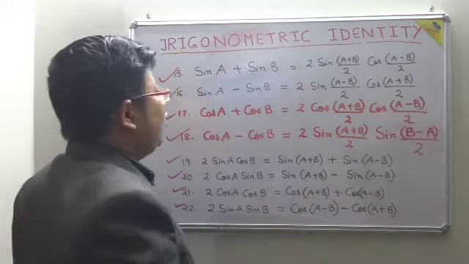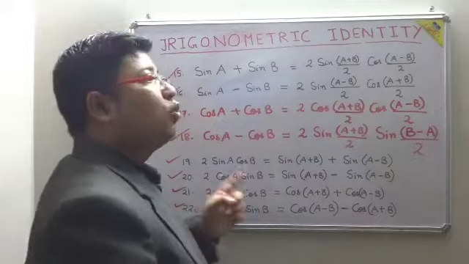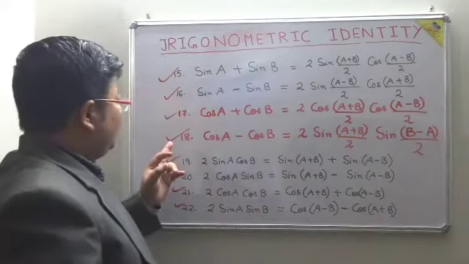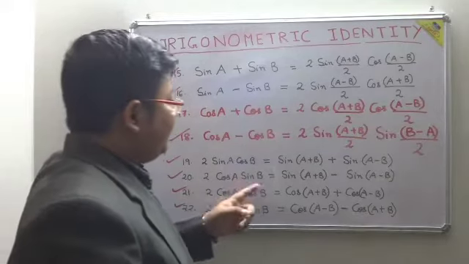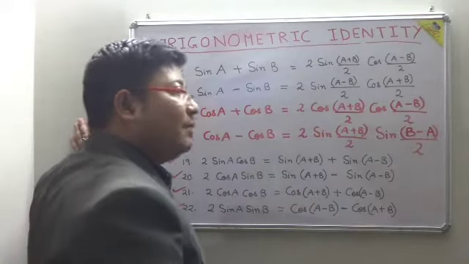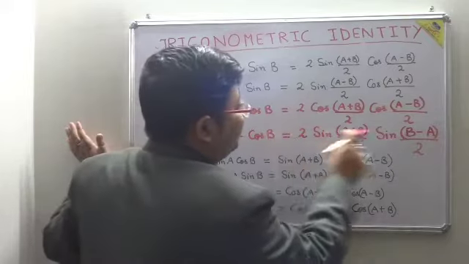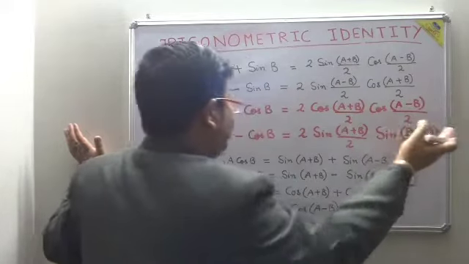For number 17, cos A plus cos B, we can write 2 cos A plus B divided by 2 cos A minus B divided by 2. Number 18, cos A minus cos B, we can write 2 sin A plus B divided by 2 sin B minus A divided by 2. Or we can alternate this one and write A minus B.